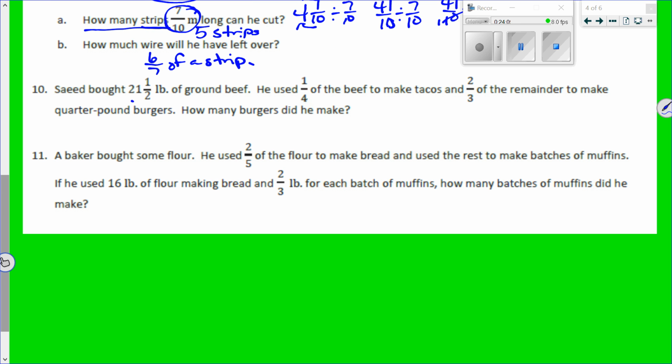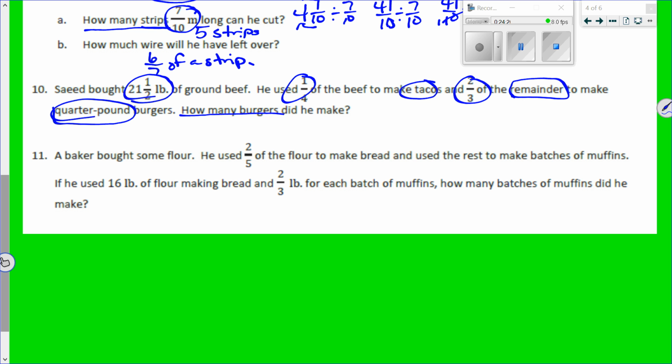Okay, so you bought 20.5 pounds of ground beef. You use a fourth of the beef to make tacos, 2/3 of the remainder to make 1/4 pound burgers. How many burgers did he make? So a tape diagram again will help us to build all this out. So a 1/4 of it was tacos, 2/3 of the remainder. So here's our remainder. 2 of those 3 are hamburgers. So of the total hamburger, how much did he actually use for the patty? 2 of the 4, or half of it, correct?